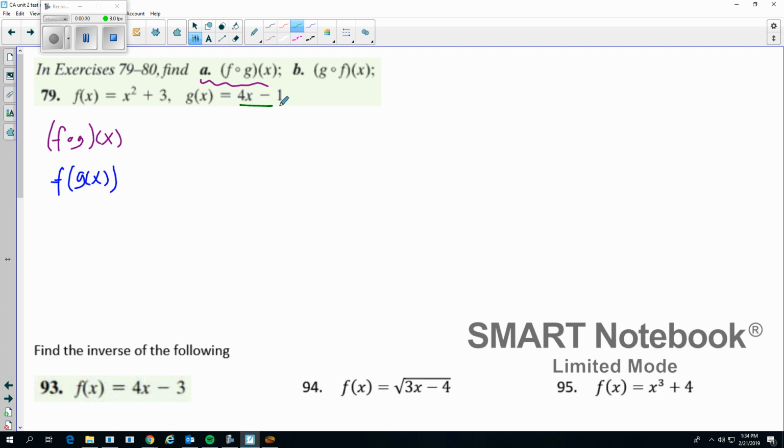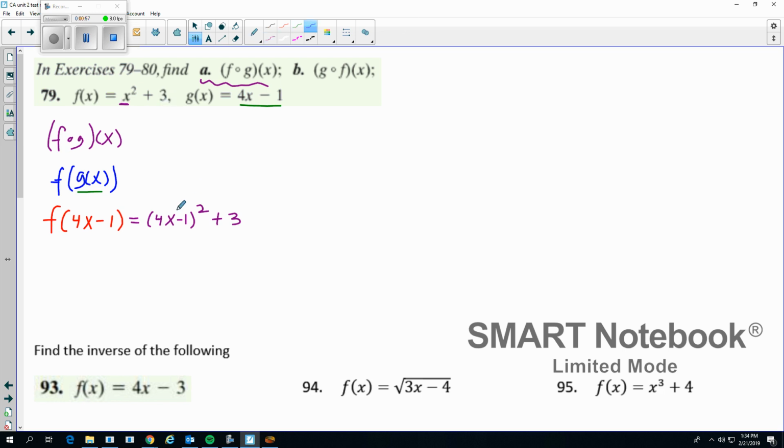We're going to replace g of x right here. So that gives us f of 4x minus 1. We want to substitute that into the f function. You want to put the 4x minus 1 in parentheses because you're squaring that quantity. And then we'll have our plus 3 right there, that's part of the original f function.